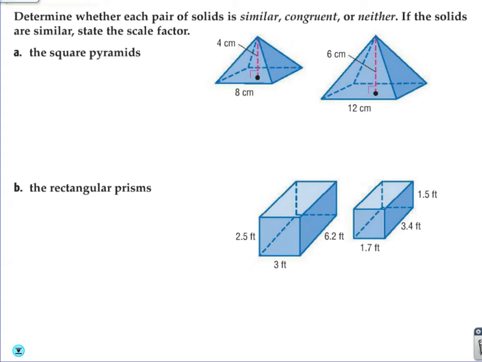So here we go. Determine whether each pair of solids are similar, congruent, or neither. Okay, those two pyramids. Let's start out with the easiest first. Are they congruent? No, they're not the same, guys. Congruent means the same in every way. These two pyramids are not the same. Now watch how I check. I'm going to check similarity by doing this because I want you to get extra practice.